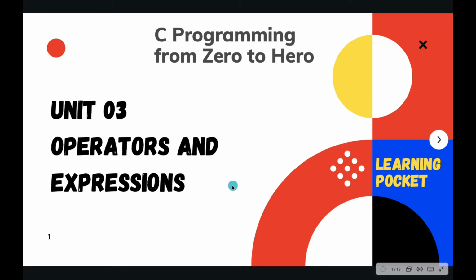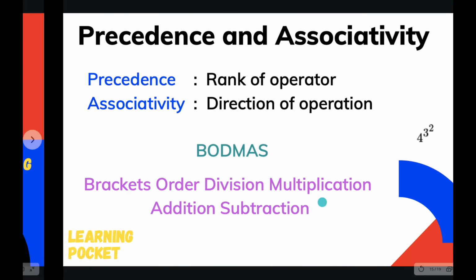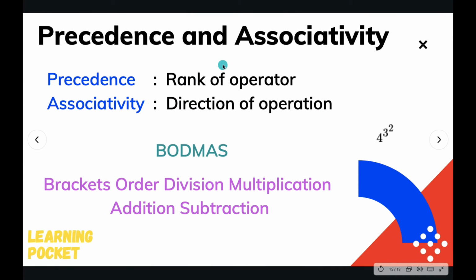Hello everyone and welcome back to Unit 3. We have completed the operators sections and we need to go through expressions now. But before going to expressions, there is an important topic that needs to be discussed, and it will basically be the bridge between the expressions and the operators: the precedence and the associativity of the operators.